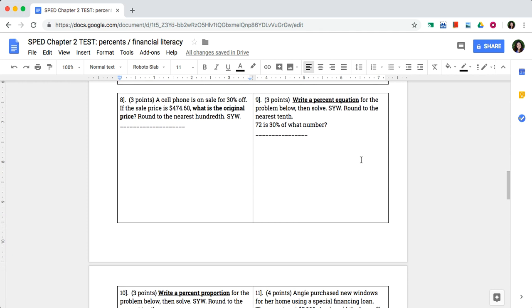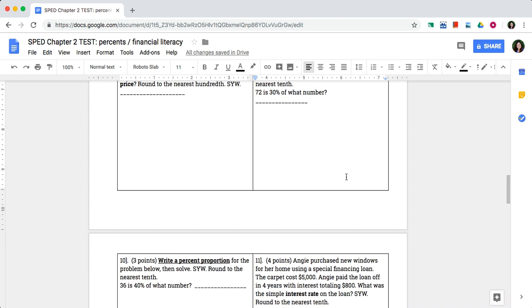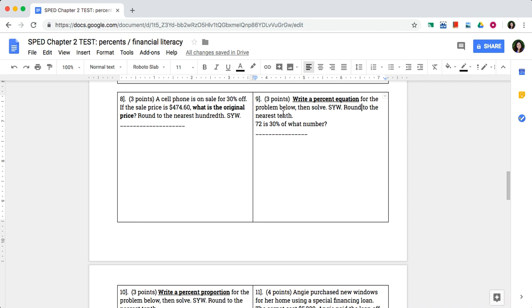All right. Number 9, write a percent equation. So for the equation, you're going to use the one that's in the percent equation for the problem below. Then solve, round to the nearest tenth. 72 is 30% of what number? So figure out what is technically missing for this equation, and then you're going to solve. And remember, you might have to isolate the variable and round to the nearest tenth. The last one was round to the nearest hundredth. Number 9 is round to the nearest tenth.